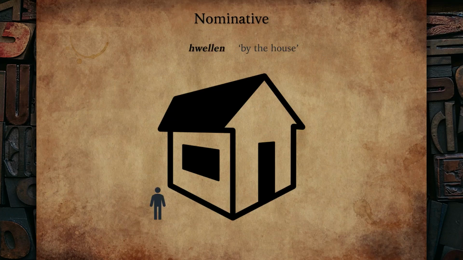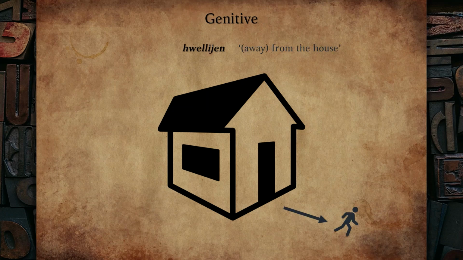So in the nominative, this ending just means by or next to as a stative position in relation to something else. So huelen would mean by the house, and it's basically what is expressed by the locative in languages like Finnish or Turkish. Then we have the genitive, huelien, away from the house or just from the house. It's equivalent to the ablative in many languages. Then the dative, to the house, huelenen, it's equivalent to the adlative.